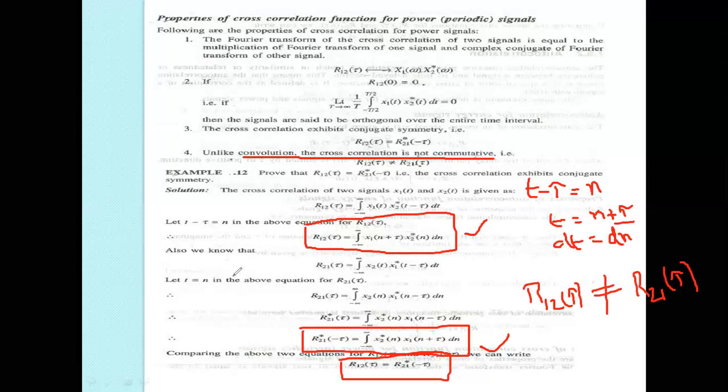This is a very important property for both the power signal and the energy signal. Power signal means we simply take the limit as T tends to infinity of 1 by T, the integral from minus T by 2 to T by 2. The same equation. First of all, take t minus tau as n and apply the derivative dt equal to dn, and interchange the signals x1 and x2. Replace t as n, then conjugate the cross correlation equation R12 of tau and change tau to minus tau. Then both are equal. The R12 of tau is equal to R21 star of minus tau.